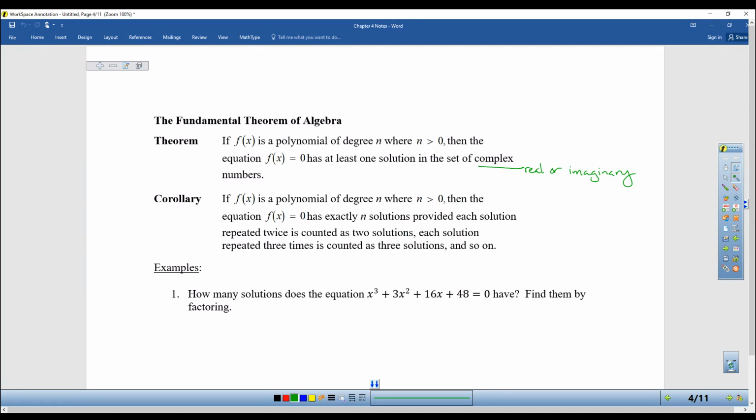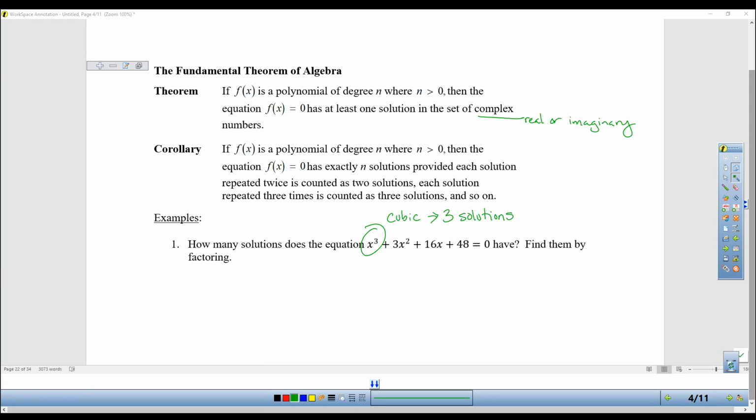All right. In English, in just plain old words, this means since this is cubic, there are going to be 3 solutions. Not necessarily 3 real ones, but definitely 3. Some could be imaginary, some could be real. So how many does it have? This one has, we just said it, 3. Find them by factoring. So they're telling you to find it by factoring. That means this is factorable.